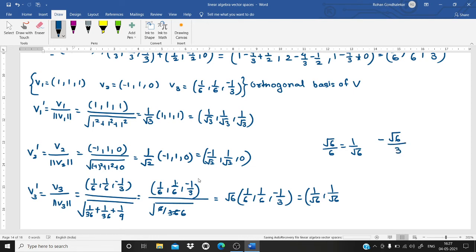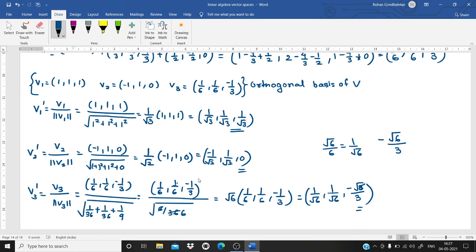How you can proceed with this? It's very easy. Either you keep it as minus root 6 by 3, it is also okay, or you can go for further simplification. So now these three vectors collectively, v1 dash, v2 dash, v3 dash, we get the expected orthonormal basis. Is it okay? I hope this process is clear in everyone's mind. Yes or no? Yes. Fine.